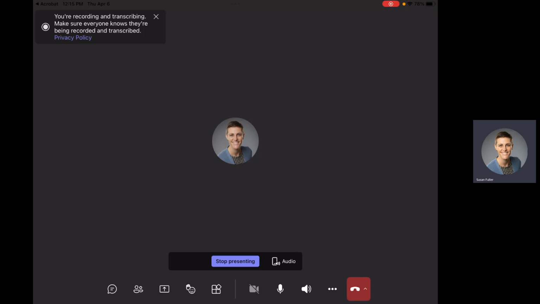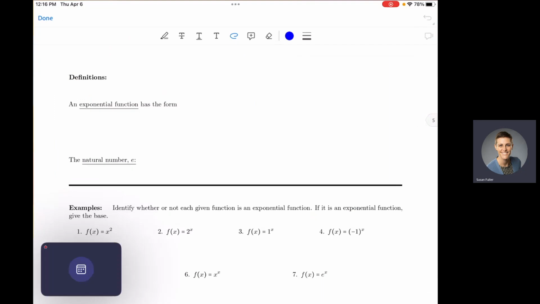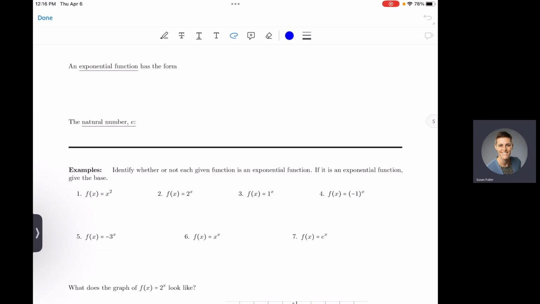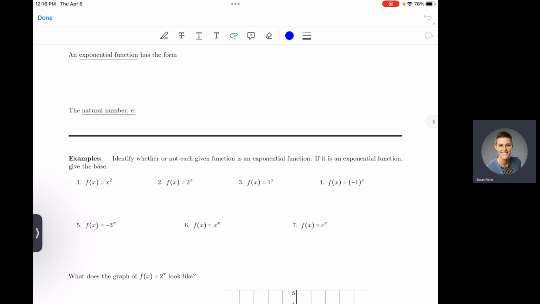So this video is going to help you with graphing an exponential function and finding its domain and range. The graphing of exponential functions will be optional for you, but I did want to give you some tools in case you decide to complete those. So let's start with what an exponential function is.